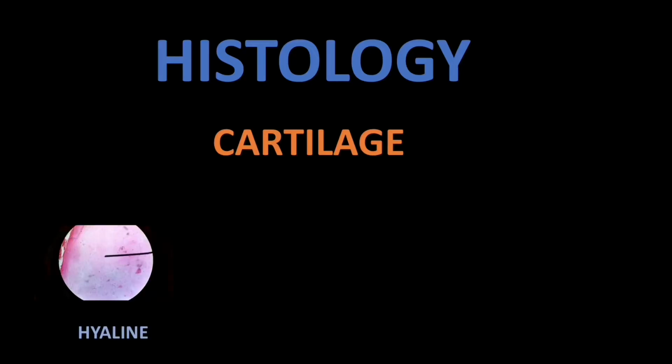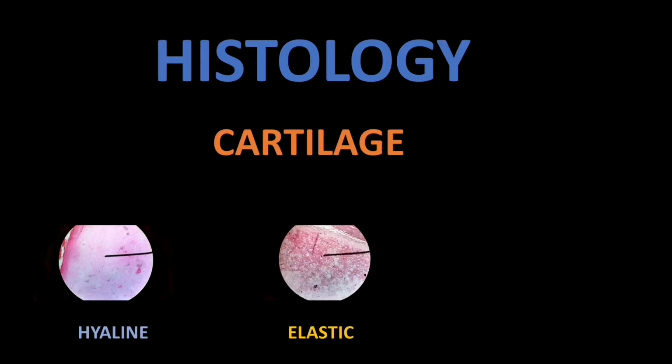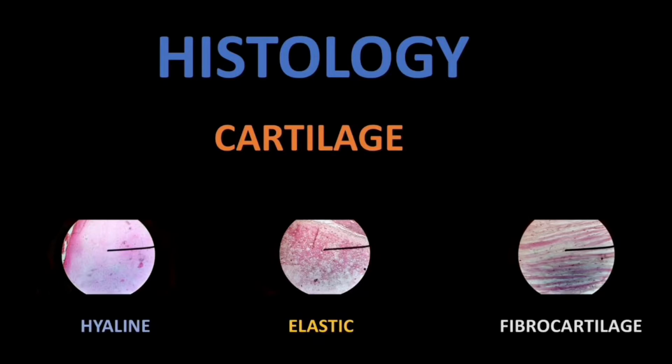Today in this video series we are going to talk about the histology of the cartilages. As we know, there are three types of cartilages in human beings. The first is the hyaline cartilage, the second is the elastic cartilage, and the third is the fibrocartilage.